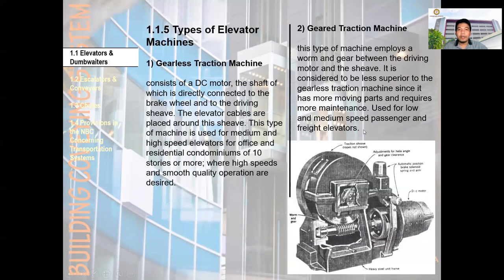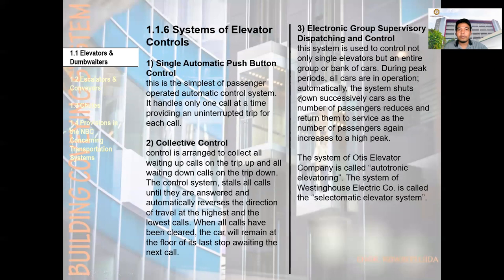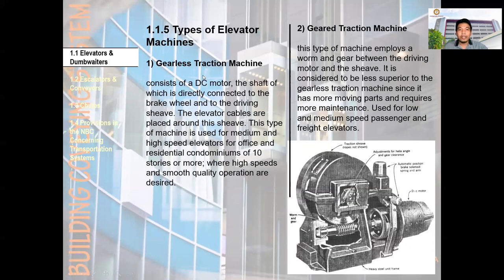Next, we have the types of elevator machines. I think there are only 2 types of elevator machines. Okay, so the 2 types are the gearless traction machine and the geared traction machine. First, we have the gearless traction machine. It consists of direct current motors, the shaft of which is directly connected to the brake wheel and to the driving sheave. The elevator cables are placed around this sheave.